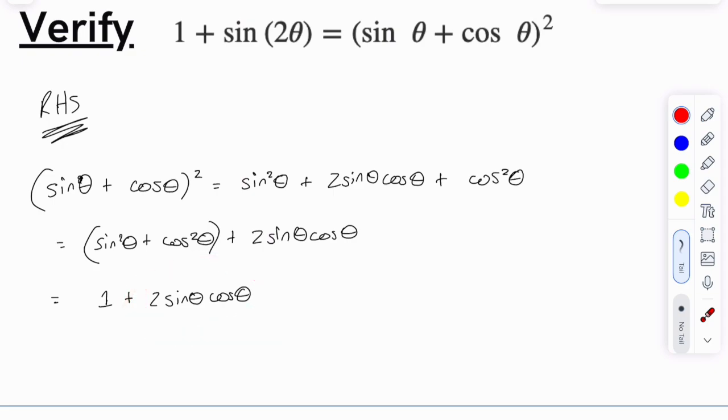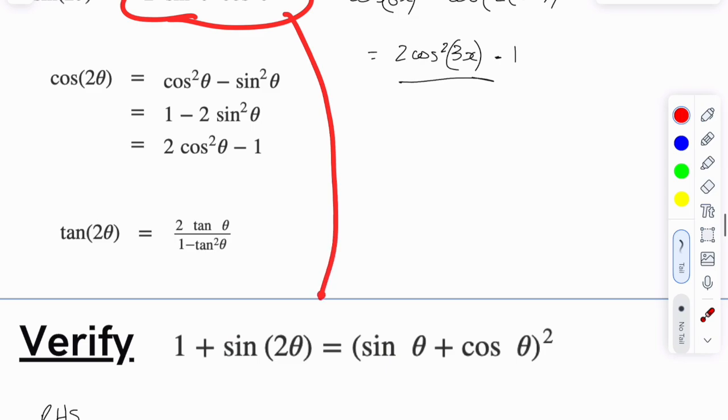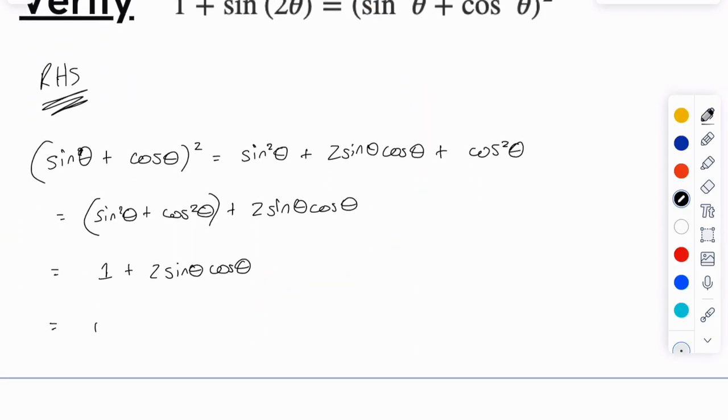Well, if we scroll up, this looks similar to this, doesn't it? So therefore what we get is 1 plus sine 2 theta. So therefore we can say left-hand side is equivalent to right-hand side. Well, better yet, I should say right-hand side, because usually it's left-hand side in the exam or whatever. Right-hand side is equivalent to left-hand side, as required.